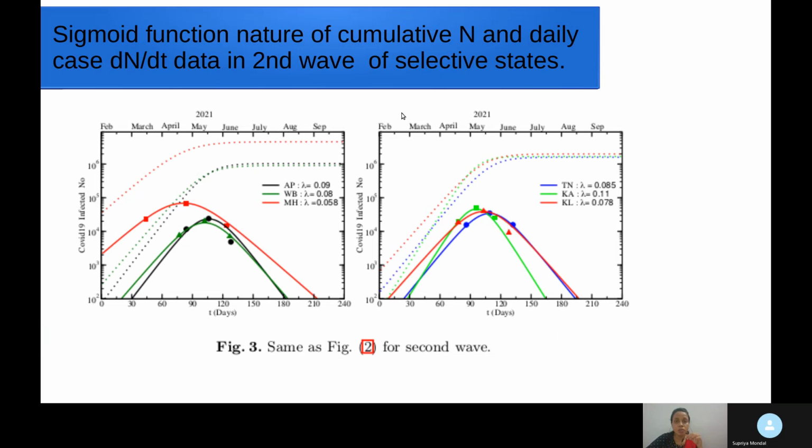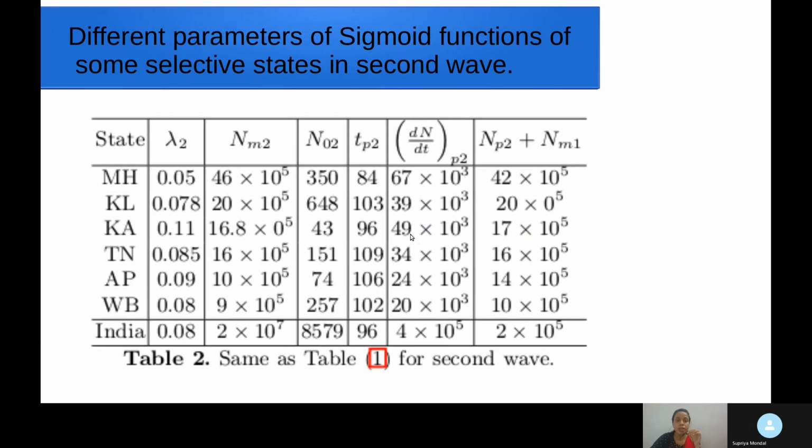In the second wave also we select some states: Andhra Pradesh, West Bengal, Maharashtra, Tamil Nadu, Karnataka and Kerala. Here we also plotted the daily cases and the cumulative cases, and in the table we have given the detailed value of each and every parameter.